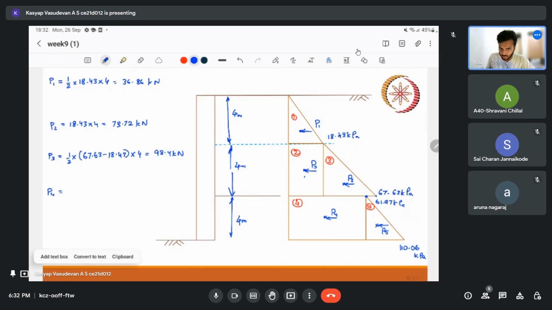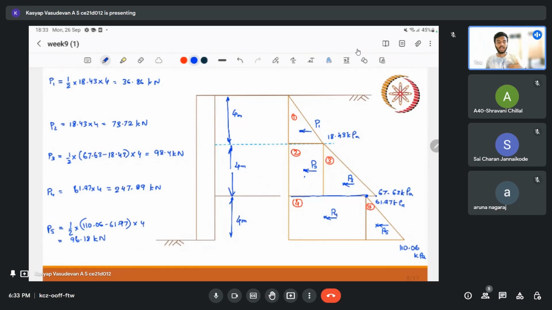And P4 is equal to the rectangle. The width of the rectangle here is 61.97. So 61.97 into 4 is 247.89 kilometer, and P5 is equal to the area of the triangle. So half into base, which is 110.06 minus 61.97, into 4. So this value is 96.18.